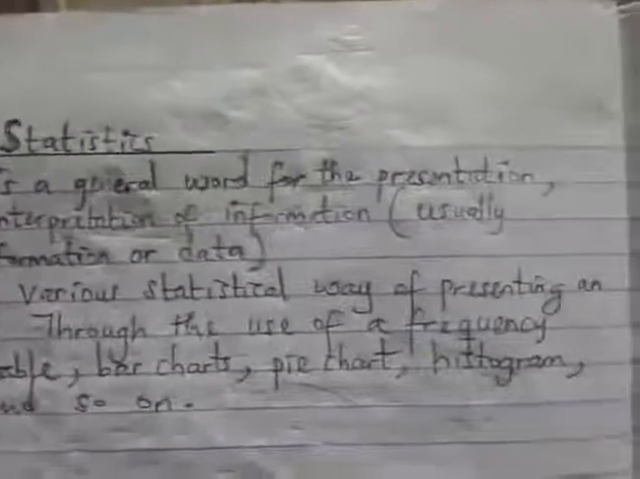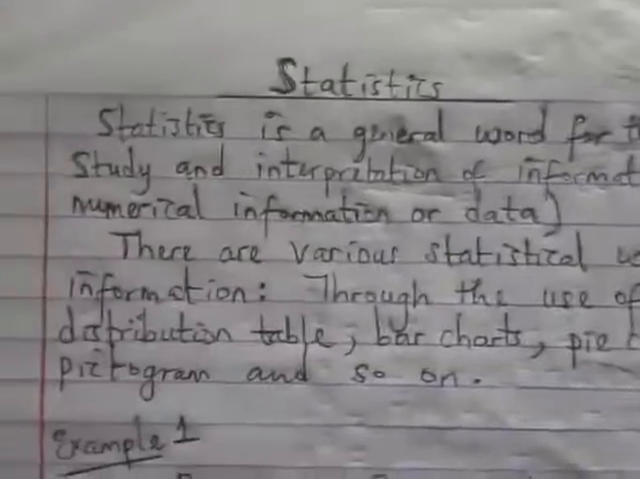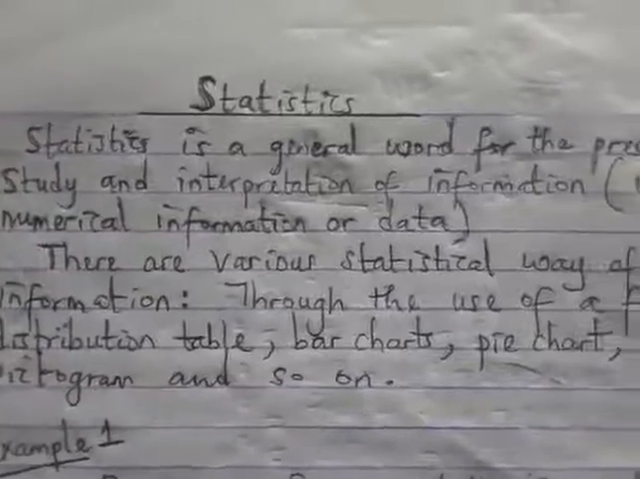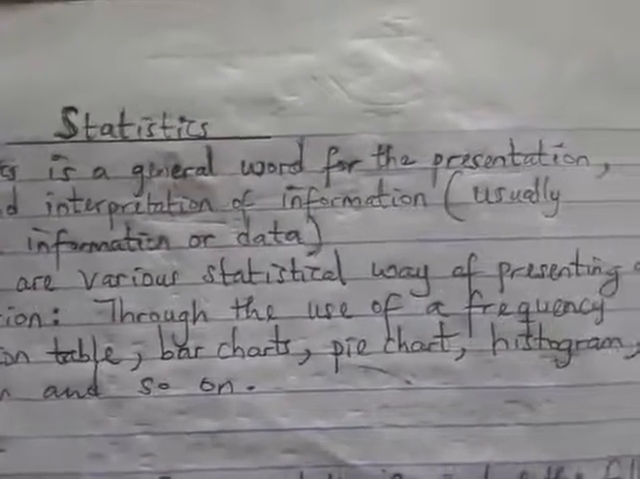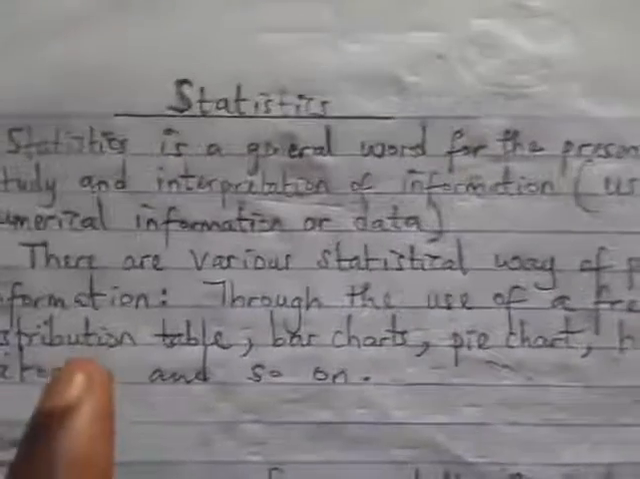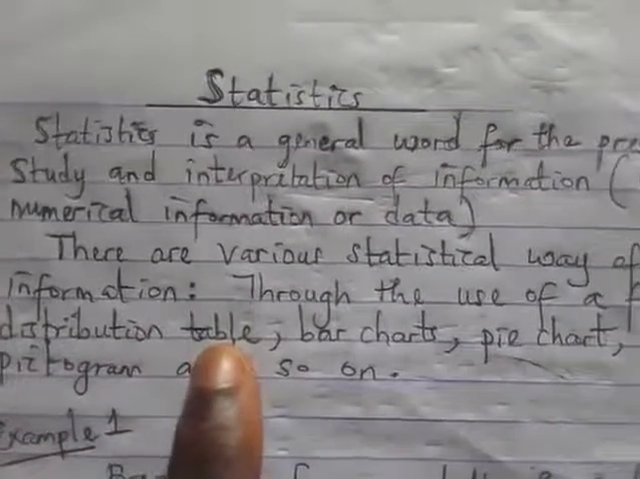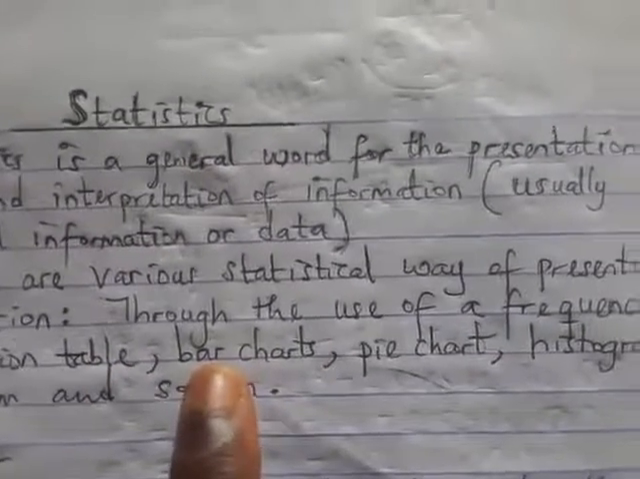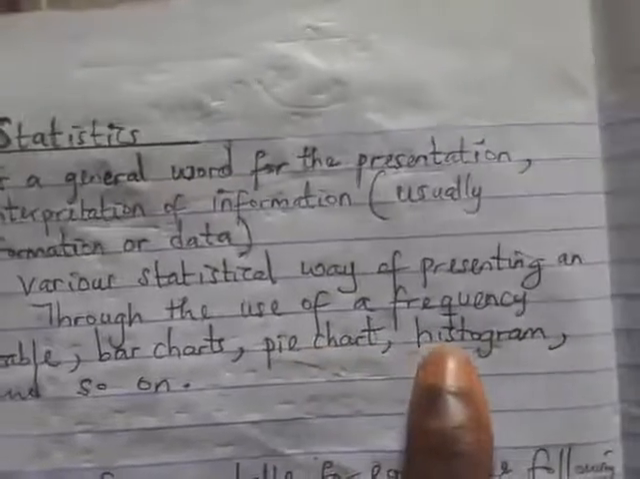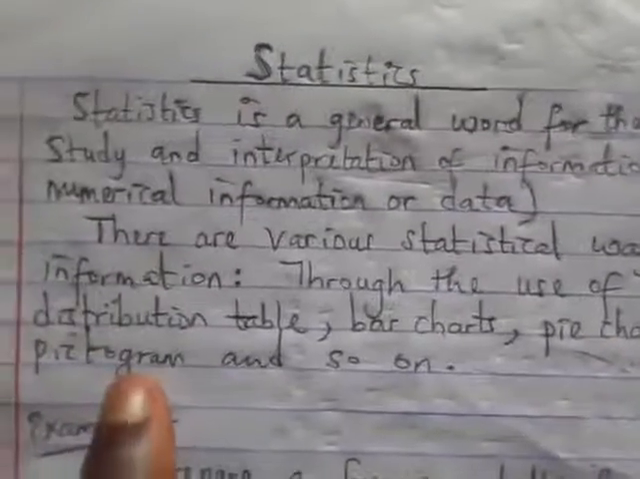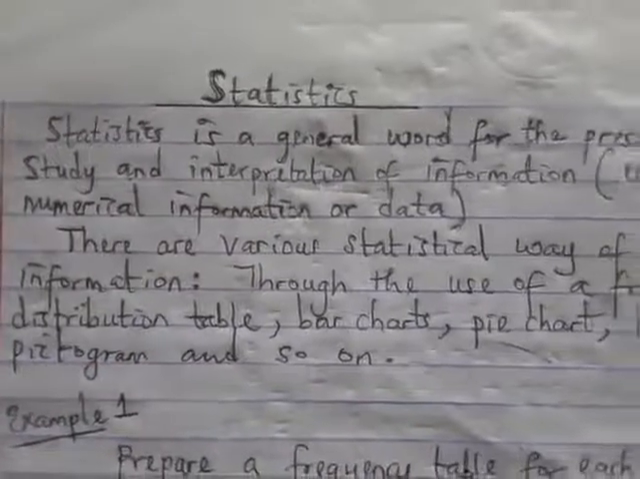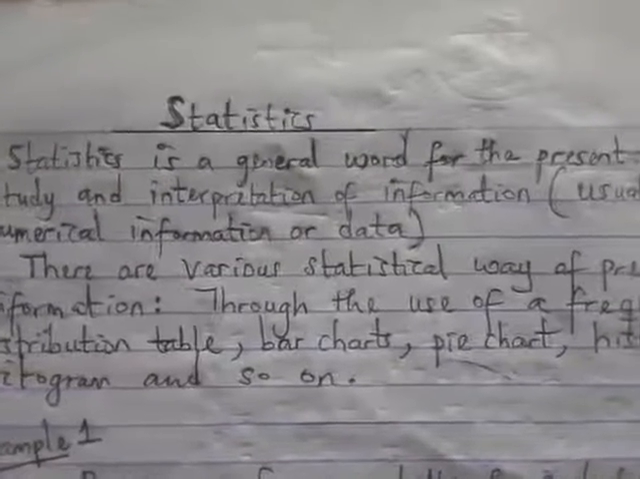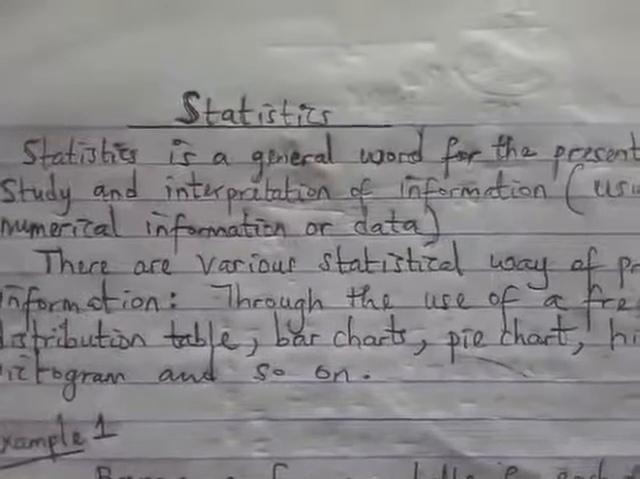There are various statistical ways of presenting information. There are various methods you can present your information using statistics. Now, we can present our information through the use of a frequency distribution table. We can also present our information with the use of a bar chart, a pie chart, a histogram, even a pictogram, and so on. There are various methods by which you can present your data so that your listener or someone viewing your statistical information will understand clearly.